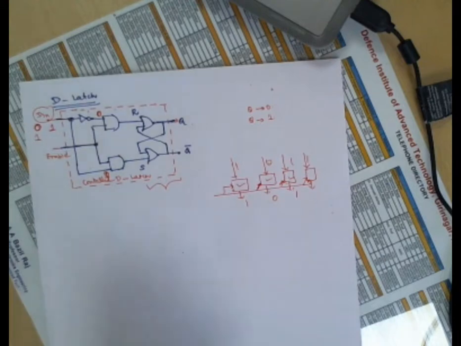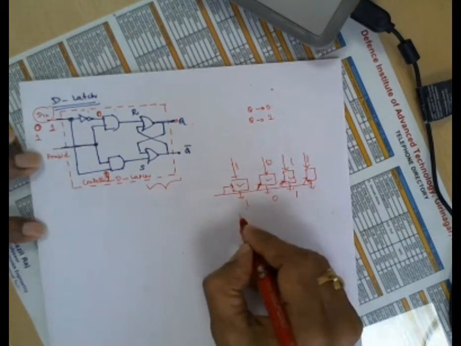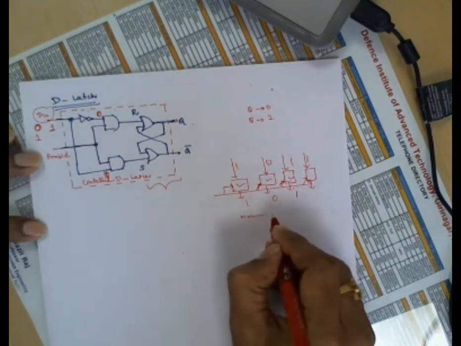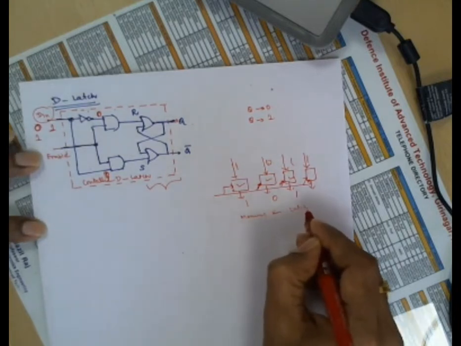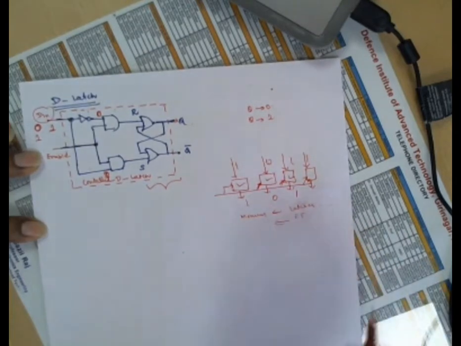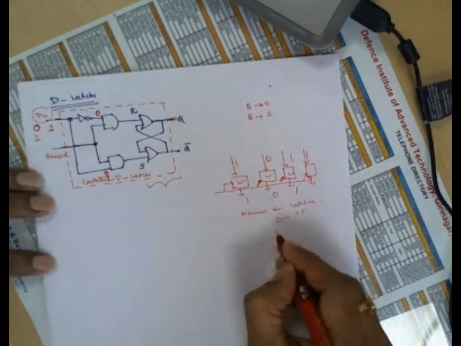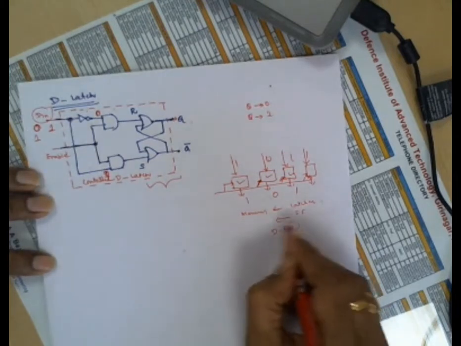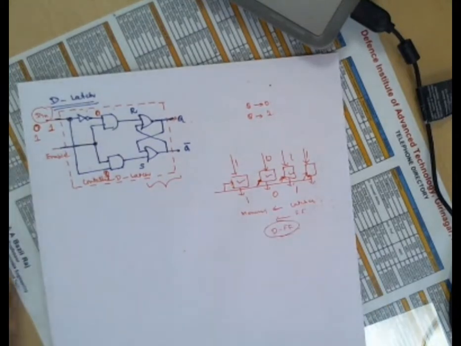So all the memory elements consist of basically latches, all your memories. Basically latches, or flip-flops. Mostly D flip-flops.